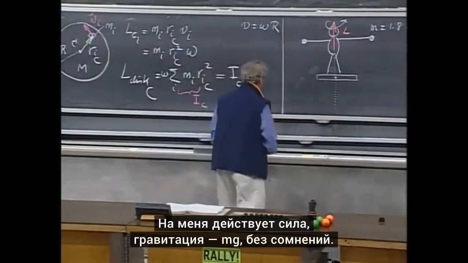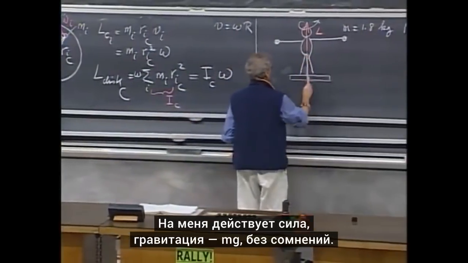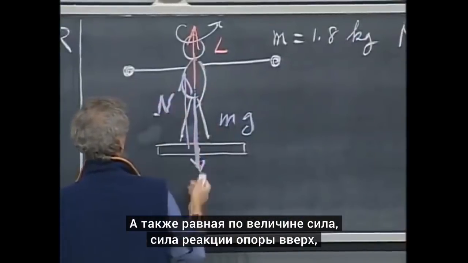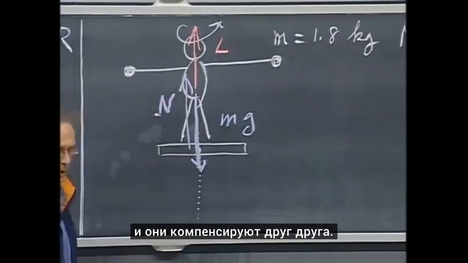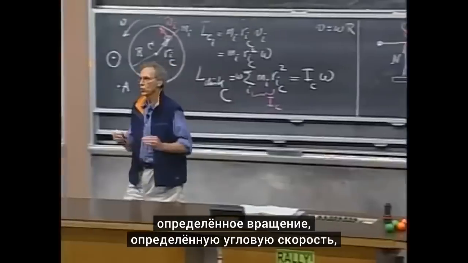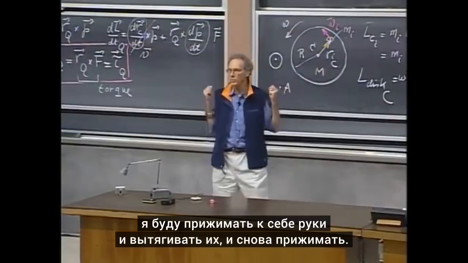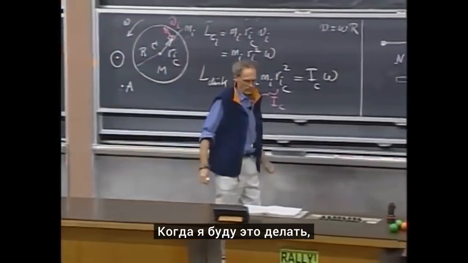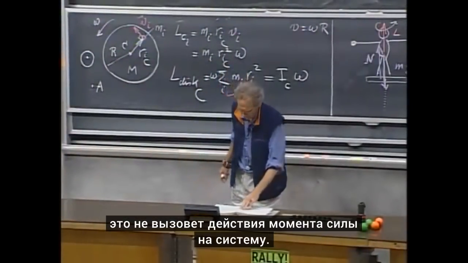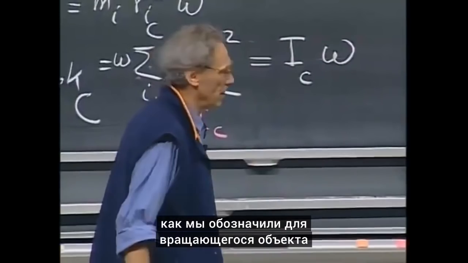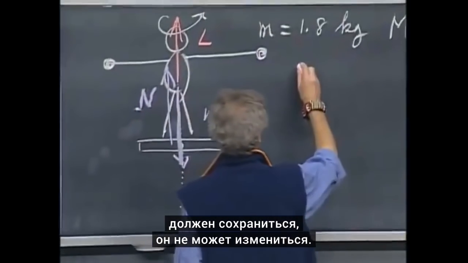There is a force on me due to gravity, mg, no concern. There is an equally strong force, normal force up, and the two cancel each other out. Once I have been given a certain rotation, a certain angular velocity, I'm going to pull my arms in and pull my arms out and pull my arms in. And when I do that, that does not cause a net torque on this system. I can keep doing that all the time, and there is no net torque. And so angular momentum, as we have specified for a spinning object, must be conserved, cannot change.